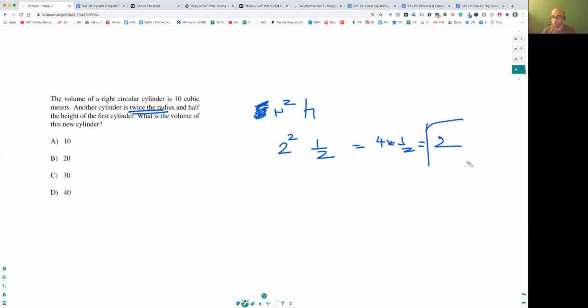Now this is your multiple. All you have to do is multiply it with this 10, and you're done. 2 times 10 is 20. That gives you the answer. There are other ways of doing it. The longer way is like this: the volume of a right cylinder is this, and another cylinder is twice. So you think about it like this.